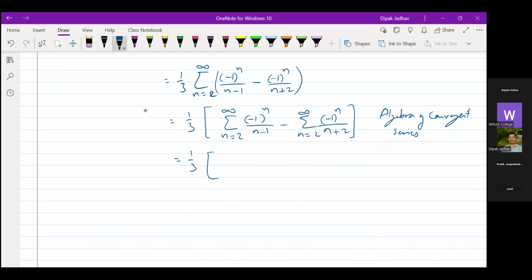Let us bring the sum from n from 1 to infinity. So how will it change? I want to write this sum from 1 to infinity. So what should I write here? What power of minus 1 and what should be in the denominator? n plus 1. Yeah, power of minus 1 is n plus 1. And what about the denominator? When n is 2, denominator is 2 minus 1, that is 1. So it is n. Is that okay? Yes, sir. And here also we'll write n from 4 to infinity, because when n is 2, denominator is 4.